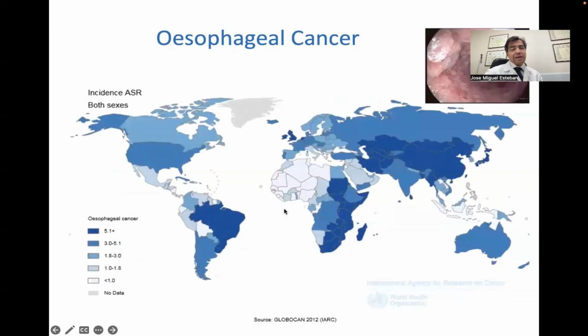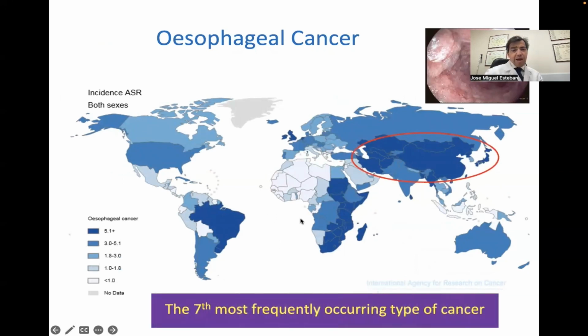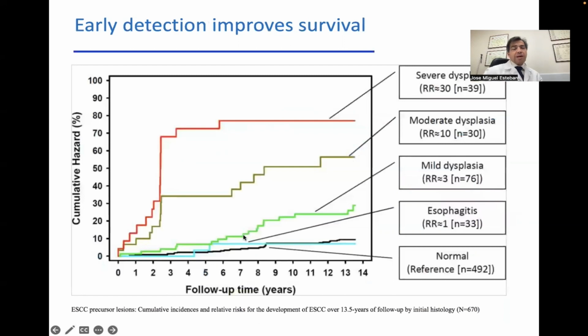So there is the esophageal squamous cancer belt, all these dark blue areas, and as you can see, in Europe there are areas where the rate is very, very low. But globally it is the 7th most frequent cancer in the world. And early detection is really difficult.